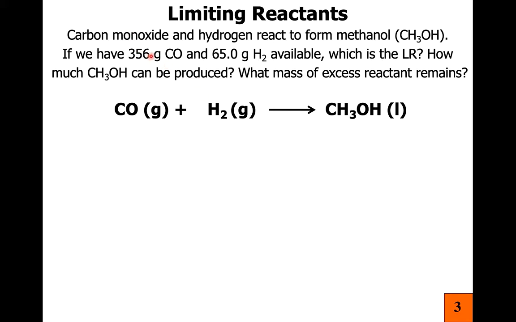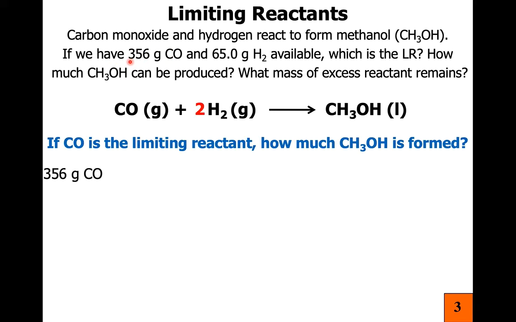So anytime we're given 2 reactants, we don't know right away which one is the limiting reactant. So we need to do 2 calculations just to figure out which one's the limiting reactant. And so what we do is, I usually start with whatever's first, so 356 grams of carbon monoxide. And I'm going to see the amount of methanol I would get from it reacting with excess hydrogen.